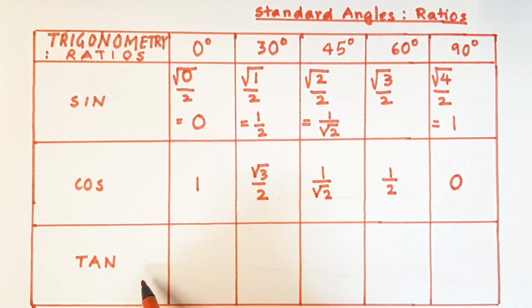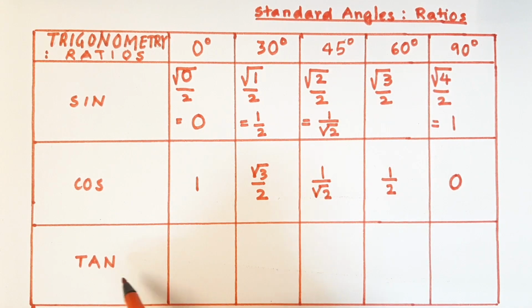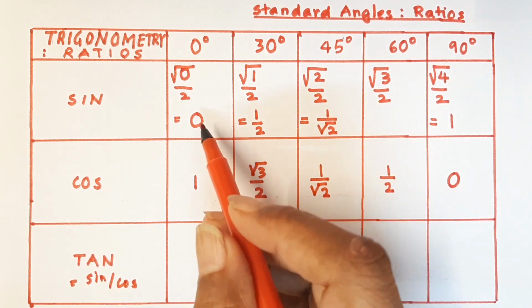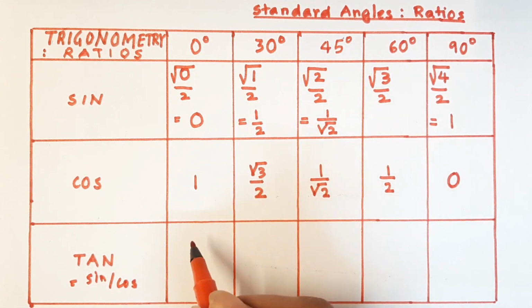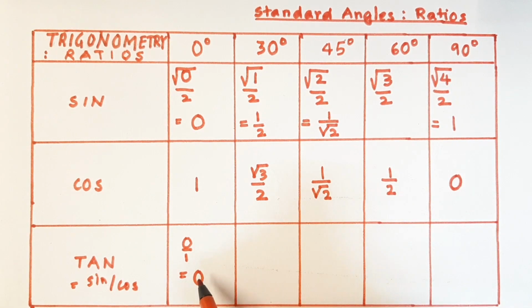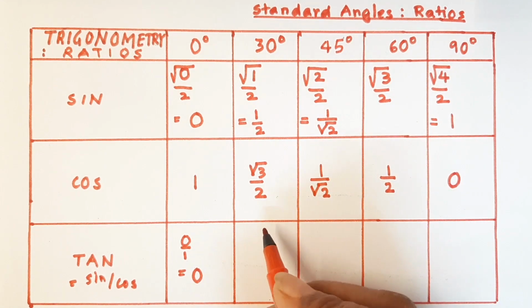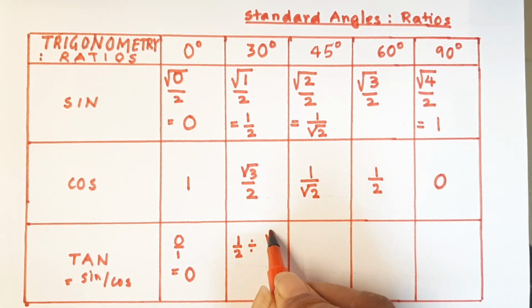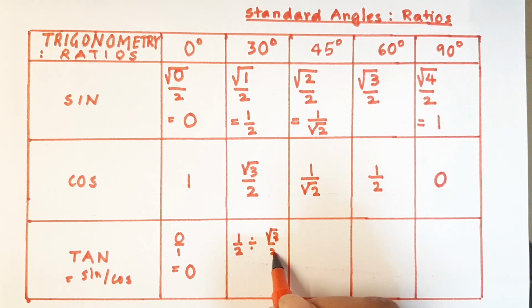Now in order to get the tan ratio, remember tan is equal to sine upon cos. And so you divide sine by cos, 0 upon 1. 0 upon 1 gives us 0. Then for 30, half divided by root 3 upon 2, and that gives us 1 upon root 3.